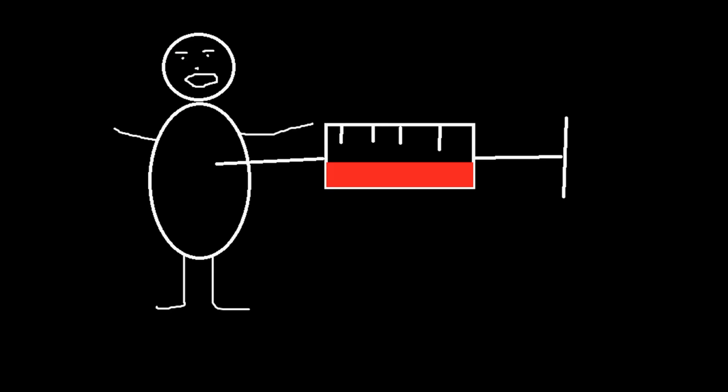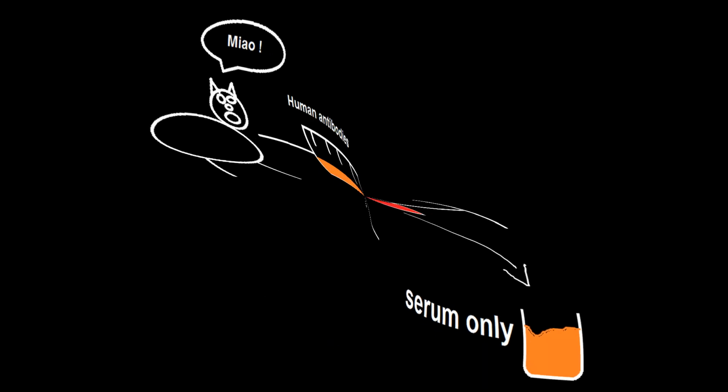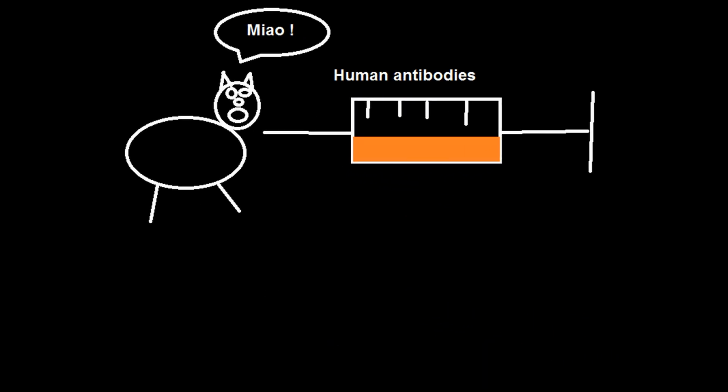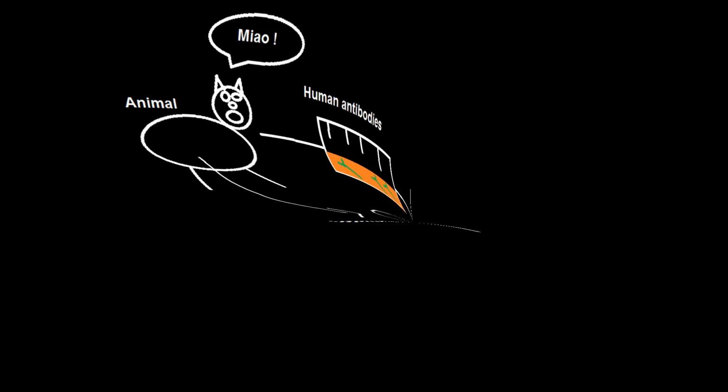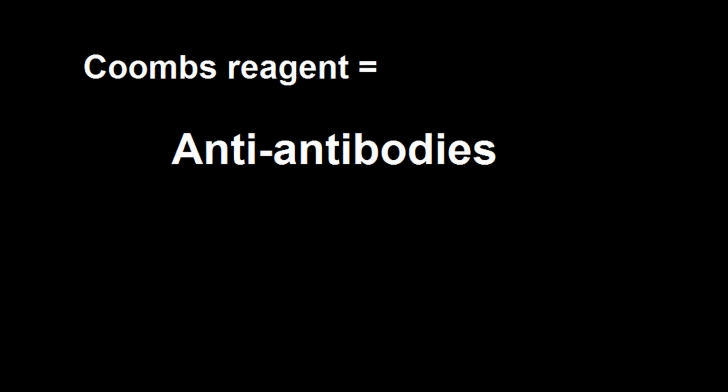In reality, we simply take human blood, then we extract its serum. This serum contains different human proteins. We take from it the human antibodies and then we inject them to an animal. The immune system of this animal will consider human antibodies as foreign antigens and will develop a humoral immune response, which will allow synthesis and secretion of anti-immunoglobulins by plasmocytes. So the Coombs reagent is no more than antibodies that can recognize and bind to our human antibodies.